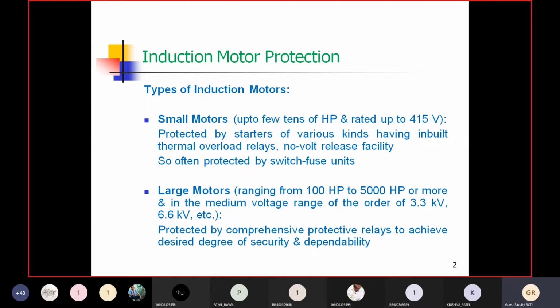So I assume that all of you might have used this type of starter, the 3-point starter. One resistor bank is connected in a typical manner, and whenever people start that starter, that resistance is reduced and finally cut out. I hope all of you must have used this type of starter. Okay, so that is also considered one of the equipment which provides protection.